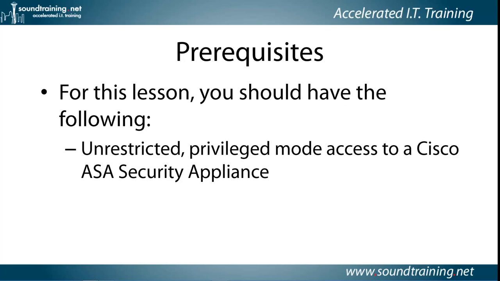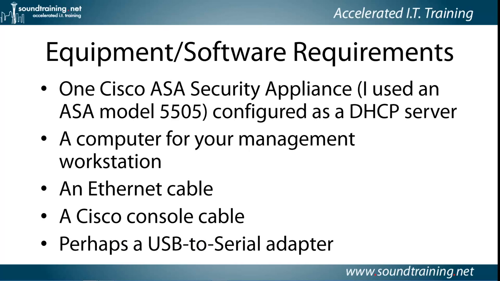Prerequisites. For this lesson, you should have the following: unrestricted privilege mode access to a Cisco ASA security appliance. The one I'm using is a 5505. You'll want it configured as a DHCP server, which will happen automatically when you apply the default configuration. But if for some reason you don't want a DHCP server in there, then you'll need to manually assign an IP address to your management workstation, and that's the next requirement, a computer for your management workstation.